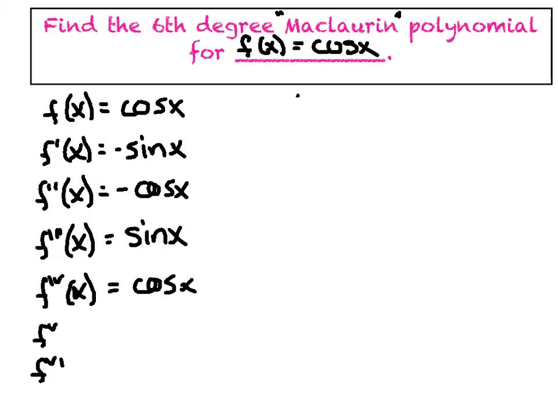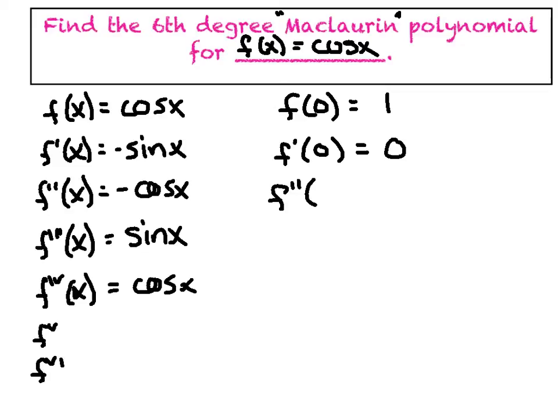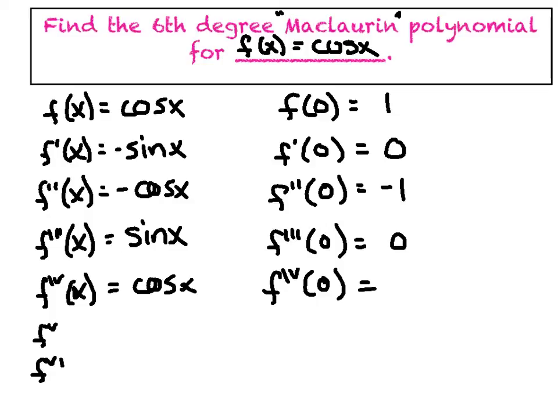So if I evaluate the original function at 0, cosine of 0 is 1. The sine of 0 is strictly 0. Of course, the negative doesn't change that. The second derivative at 0 is going to be negative 1. The third derivative evaluated at 0 is going to be 0. The 4th derivative evaluated at 0 is going to be back to 1.